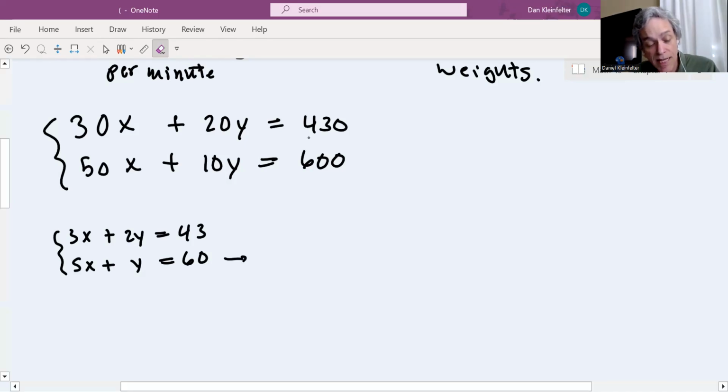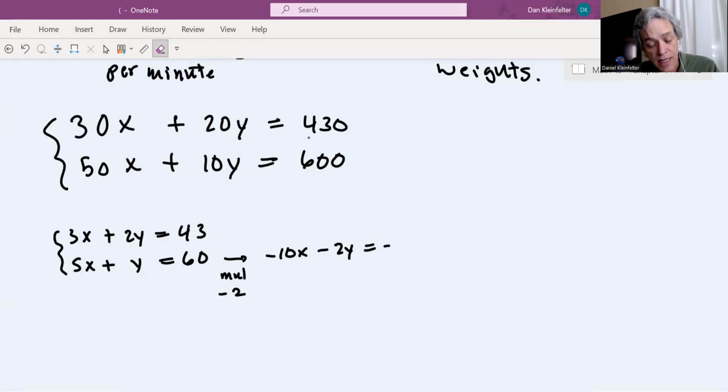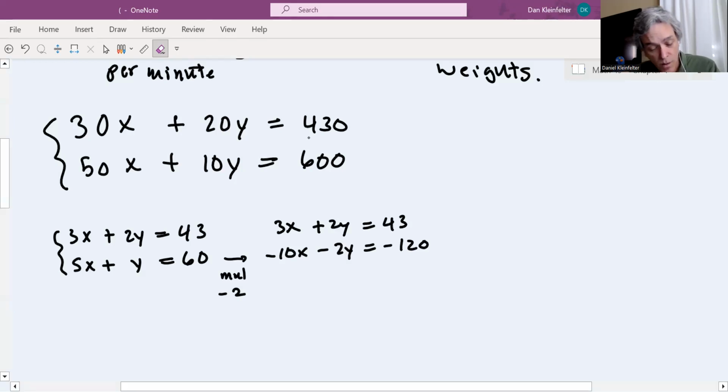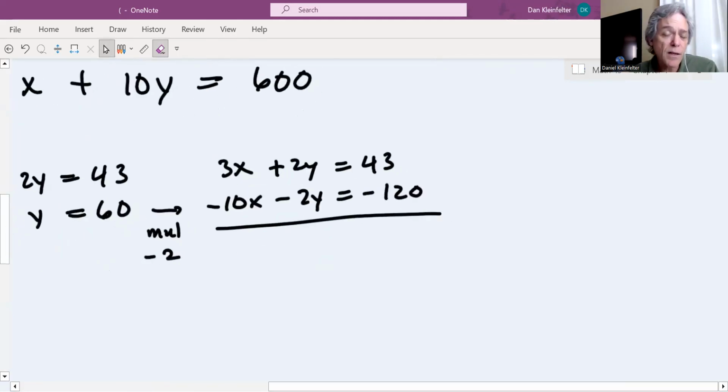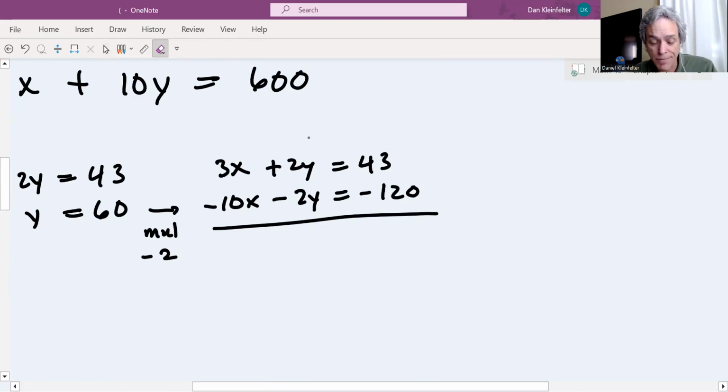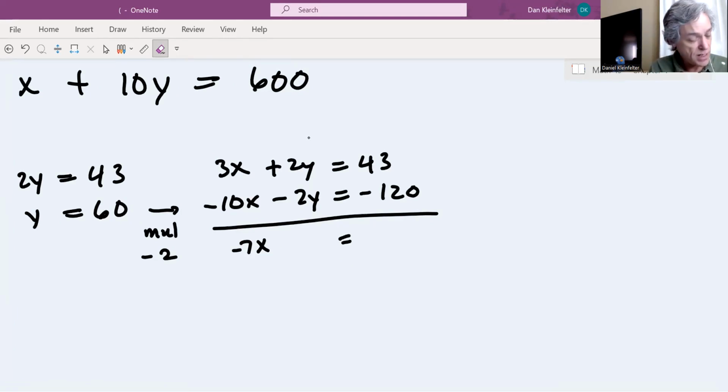I will go ahead and multiply that second equation by -2. That will give us negative 10x, negative 2y is negative 120. And then let me recopy our first equation. Okay. So now when I add together those two equations, we'll see those y's get eliminated. So we should have negative 7x, and then 43 minus 120, negative 77. Okay, it looks like x is going to be 11.